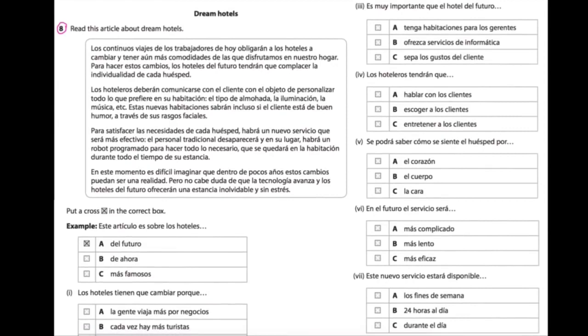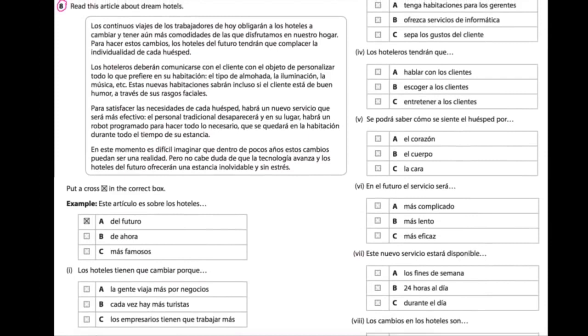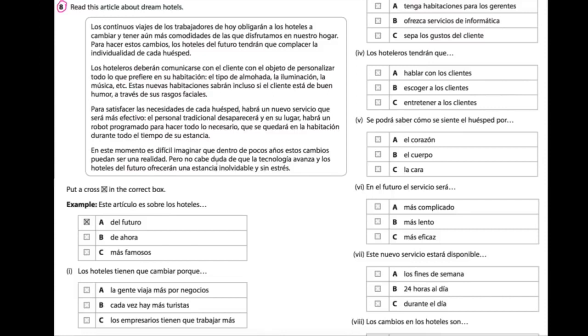And basically, one of the important things is that the questions are in Spanish. The question as well as the text are in Spanish. So this means that we've got more to understand, because just understanding the text is not enough. I also have to understand the questions well so that I can answer them.